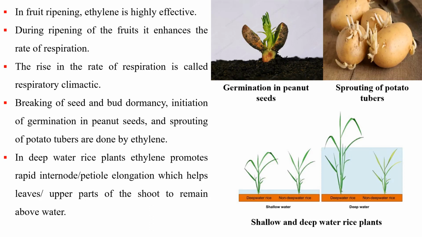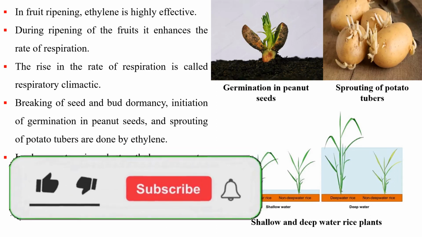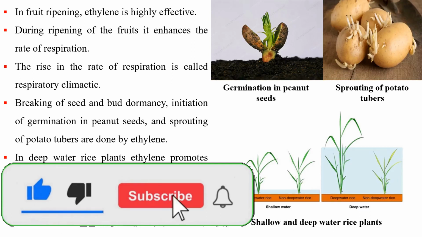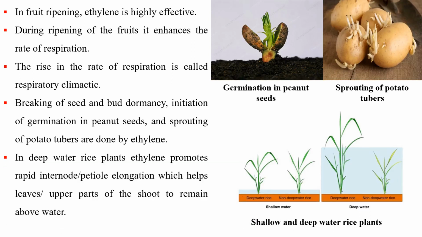In fruit ripening, ethylene is highly effective. During ripening of fruits, it enhances the rate of respiration. The rise in the rate of respiration is called the respiratory climacteric. Breaking of seed and bud dormancy, initiation of germination in peanut seeds, and sprouting of potato tubers are done by ethylene. In deep water rice plants, ethylene promotes rapid internode and petiole elongation, which helps leaves or upper parts of the shoot to remain above water.